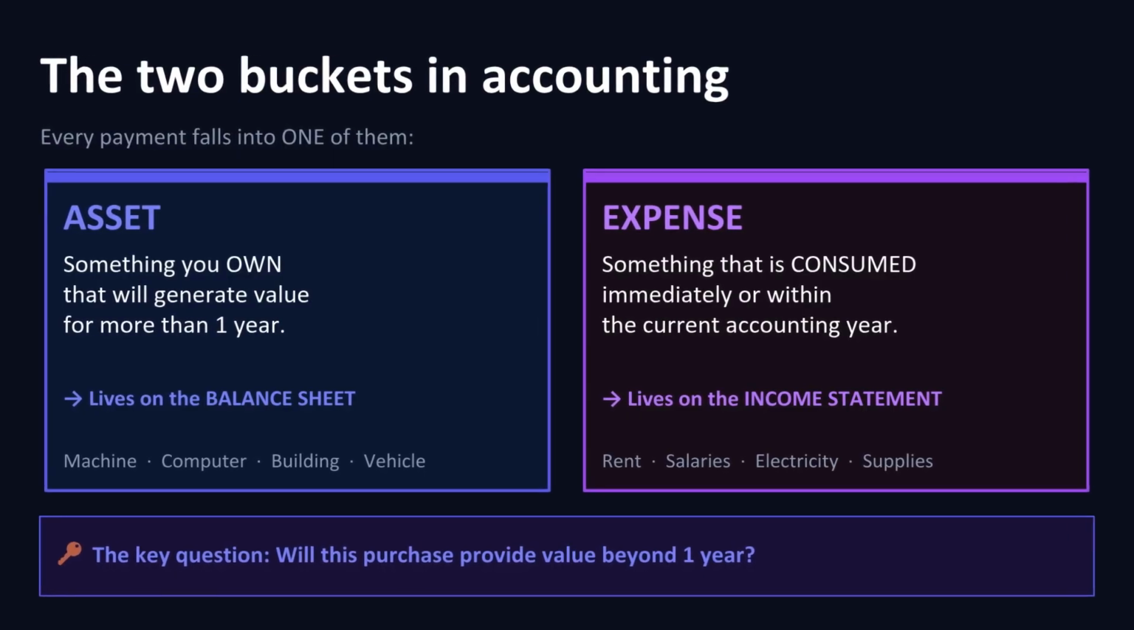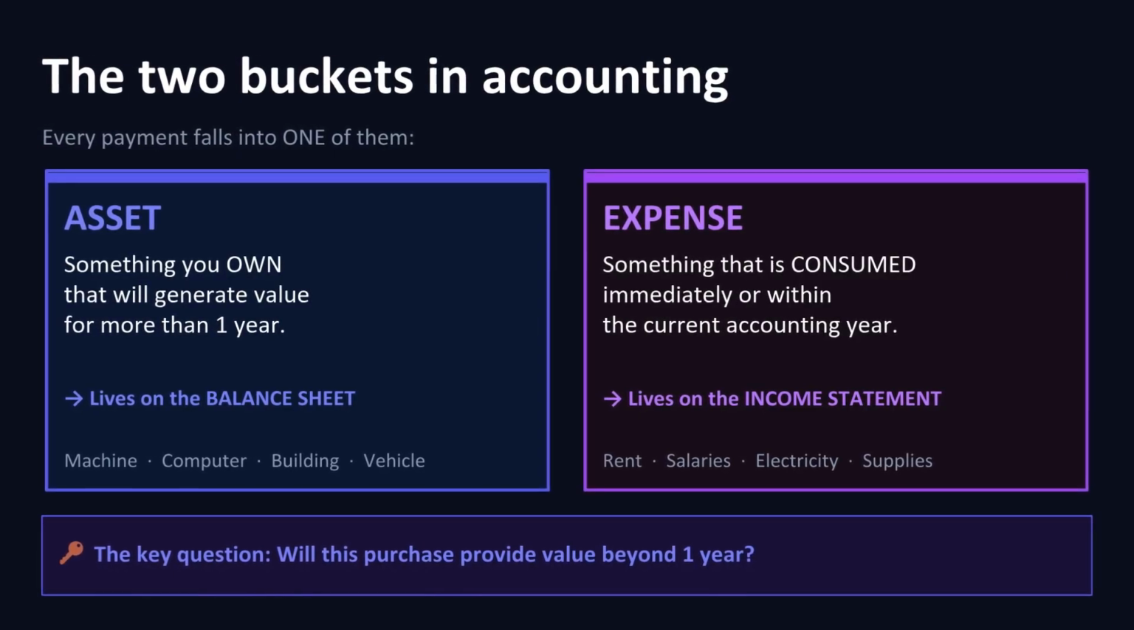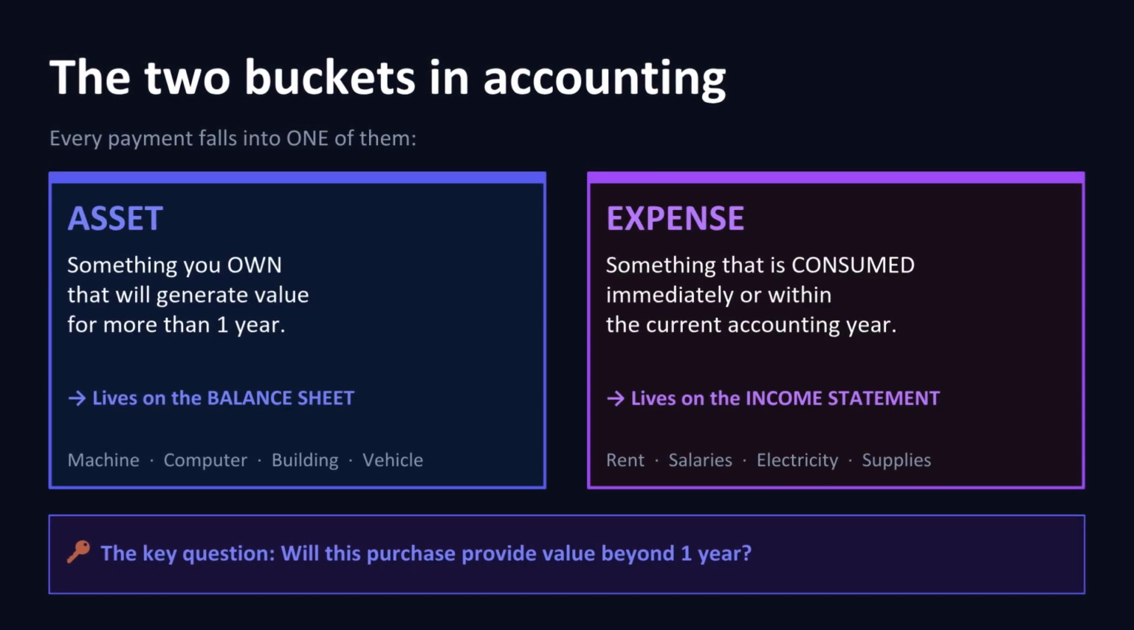Think of it as two buckets. Every payment falls into one of them. Bucket 1. Assets. These are things your business owns that will generate value for more than 1 year. A machine, a computer, a building, a vehicle. They live on your balance sheet. Bucket 2. Expenses. These are costs that get consumed immediately or within the current year. Rent, salaries, electricity, office supplies. They live on your income statement.